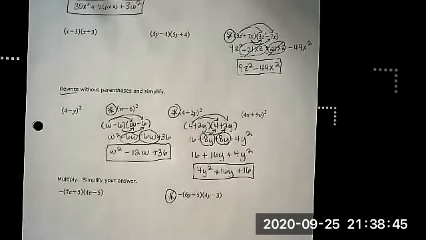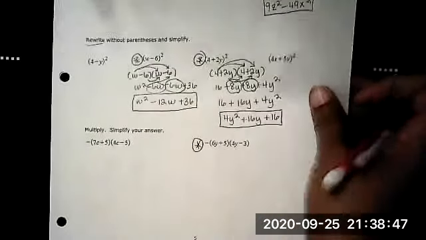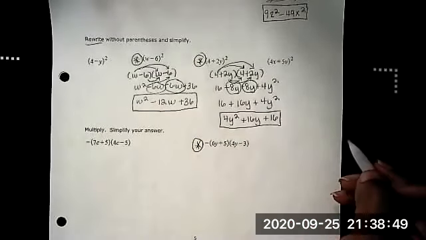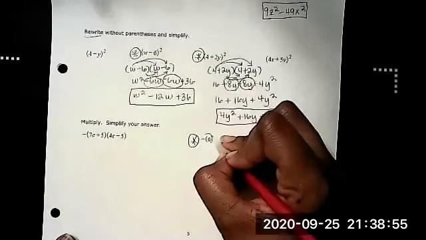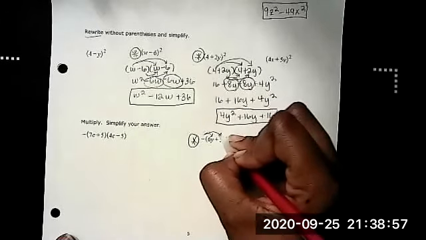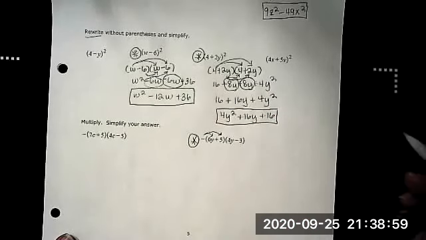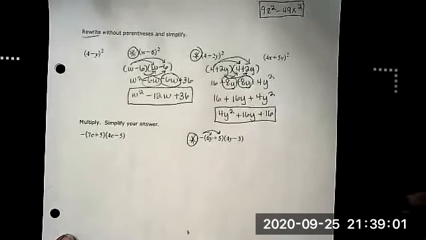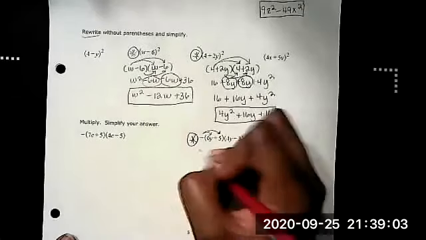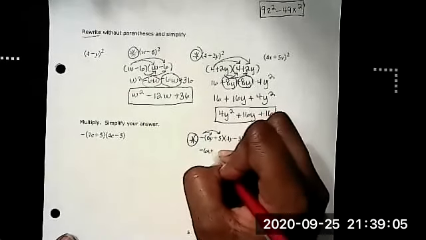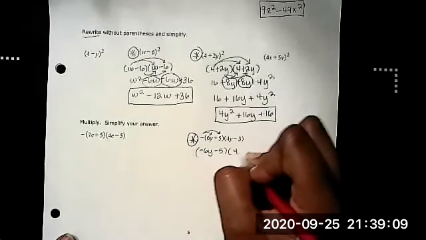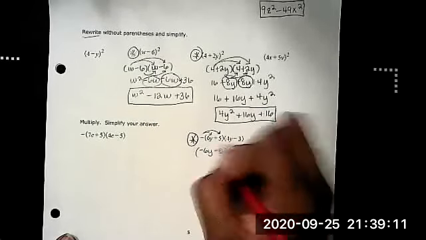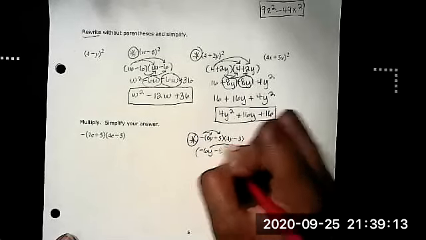Got it? Very last one here. First and foremost, I would distribute the negative. So you distribute this negative first. Okay? Order of operations. I would distribute that negative first. So it becomes negative 6y minus 5. Then go ahead and FOIL that. Okay? Now you can FOIL it.